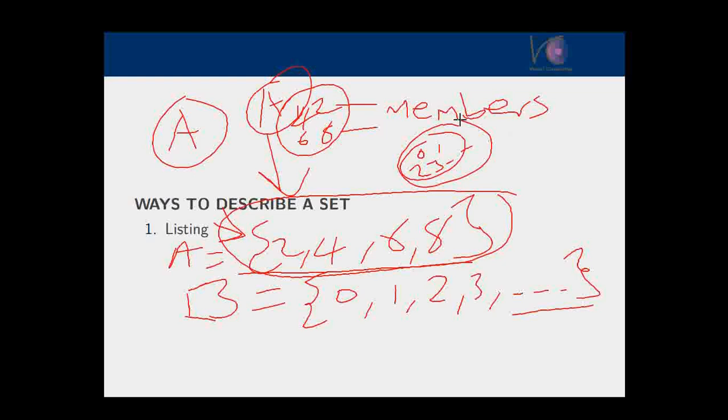However, note that listing uses the curly brackets. Remember, we represent a set using the curly brackets. Even in listing, we are going to be using the curly brackets, and all the members that you have in set A are going to be separated by commas. So listing is a very effective and simple approach of describing a set.